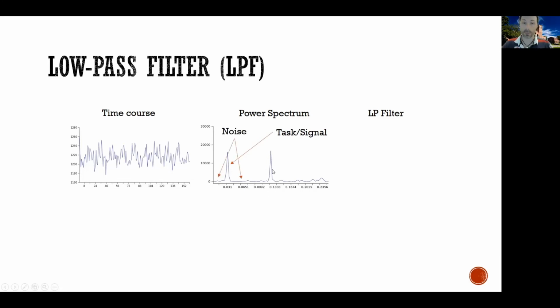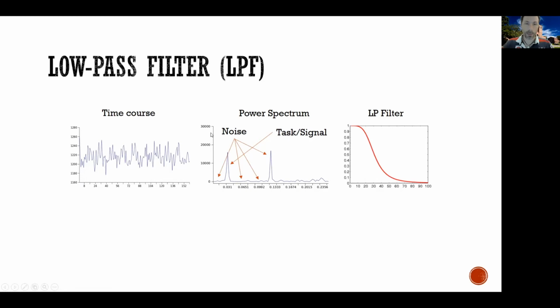That's noise, right? And what type of noise is it? It's a high frequency noise because it's higher than my task. So to get rid of high frequency noise, we're going to use low pass filters. It's the exact reverse of the high pass filter. We're going to keep anything that is low, and then we're going to chop off anything that is high.